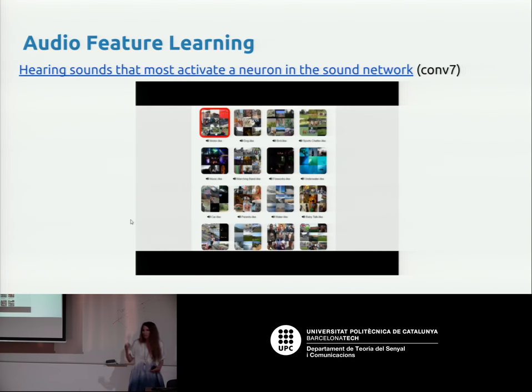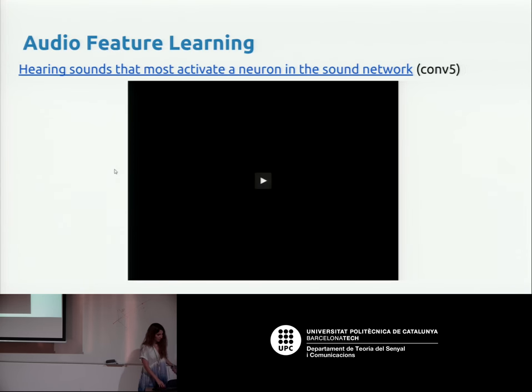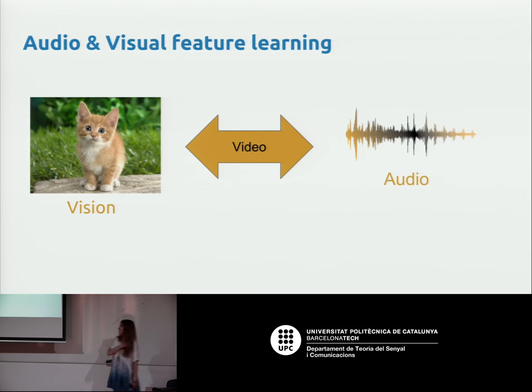So a neuron fires when it detects different sounds. Different sounds are different neurons. Okay, you get an idea. And then you can go on and listen to the neurons at any layer. Okay, so instead of going from one modality to supervise the other, you can do both things at the same time. This is actually really cool.